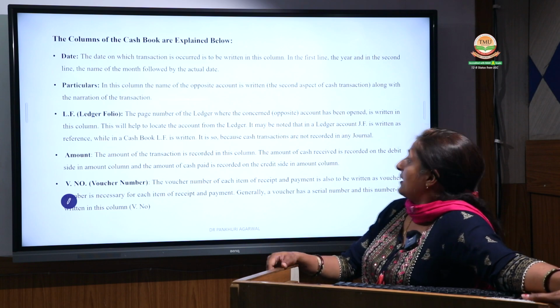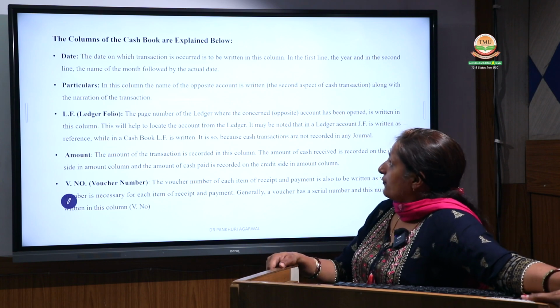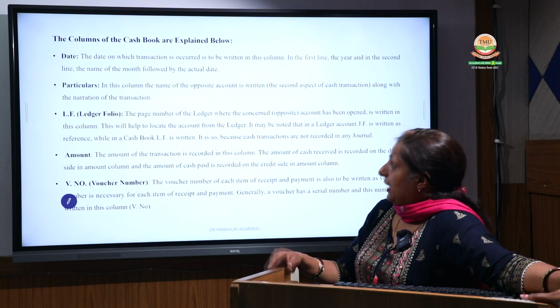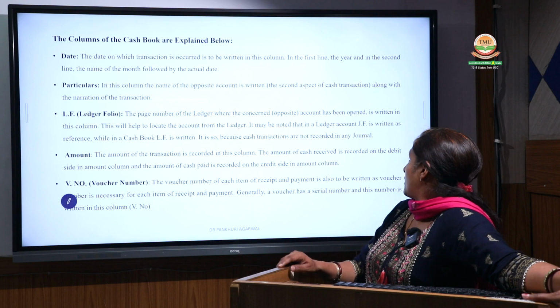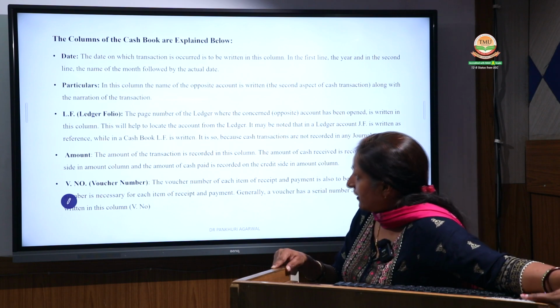In the first line, the year, and in the second line, the name of the month, followed by the actual date. In the particulars column, the name of the opposite account is written, the second aspect of the cash transaction, along with the narration of the transaction.